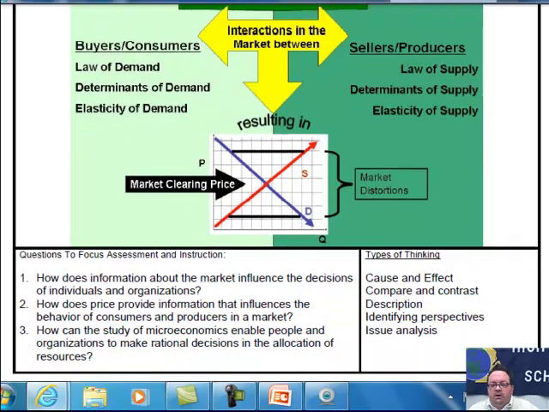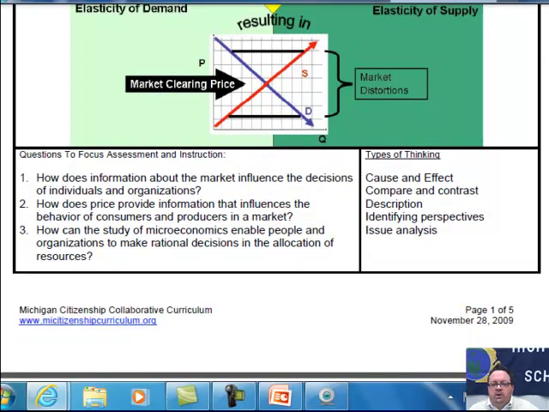So let me scroll down here and show you the focus questions for this unit. Number one says, how does information about market influence the decisions of individuals and organizations? So when we think about information that we receive, how does that influence what we do in organizations? One of the first things we do in this unit is really not to do with supply and demand. We're going to take a look at corporate structure and how different businesses are organized, whether they are sole proprietorships or one-person partnerships, limited liability corporations, LLCs, or corporations. And that organization will do a lot depending on how that business behaves and acts and performs in society.